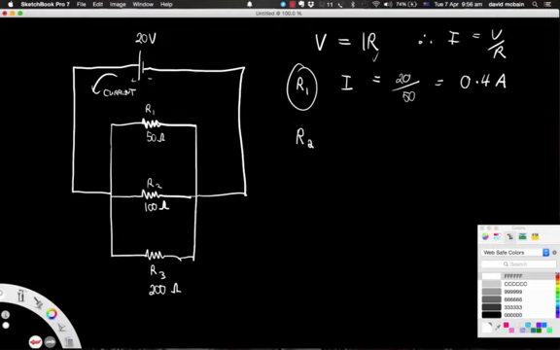R2, the current through R2, the second resistor, will equal the voltage across it, which is also 20 volts.